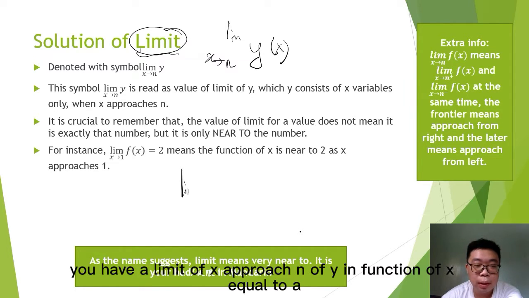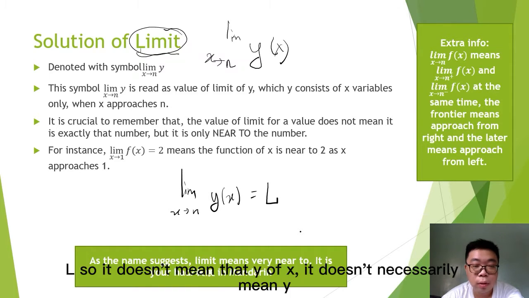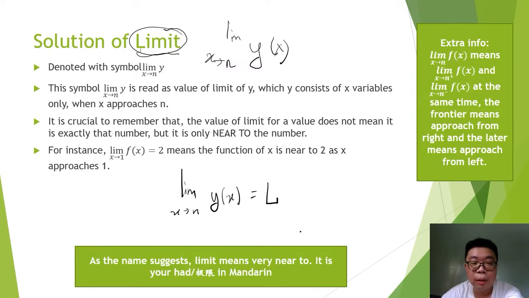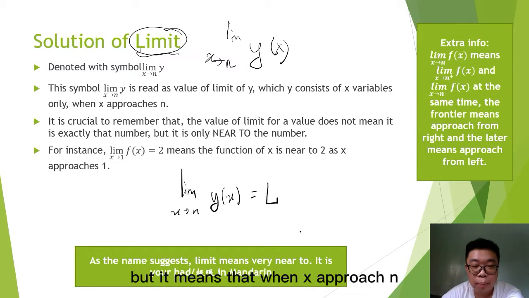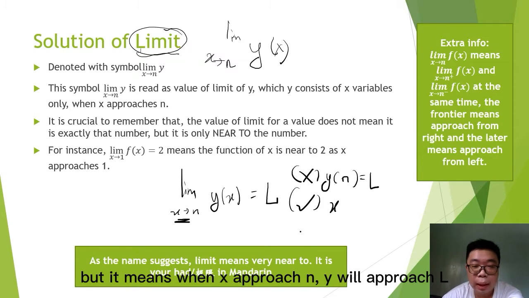For example, you have a limit of x approaching n of y as a function of x equal to L. It doesn't necessarily mean that y at x equals n is L, but it means that when x approaches n, y will approach L. So you must remember, it doesn't mean y(n) equals L. It doesn't necessarily mean this, but it means when x approaches n, y will approach L.